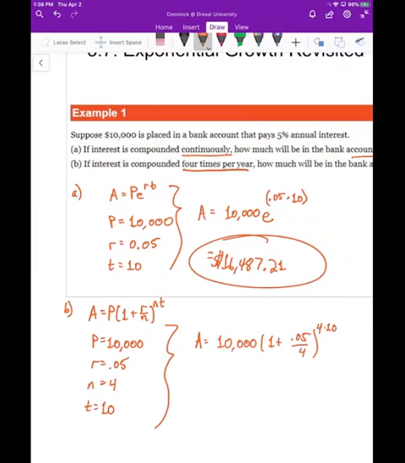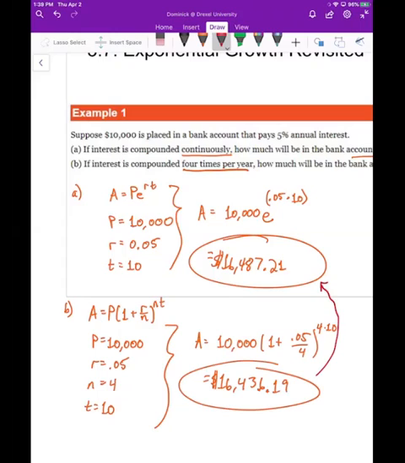Now if we do this in the calculator, I need 10,000 times (1 plus 0.05 over 4), and then we need to raise that to the 4 times 10. If we do that, we get $16,436.19. So you can see that the higher n is, and in this case, n is taken all the way to infinity, more compounds leads to more money.